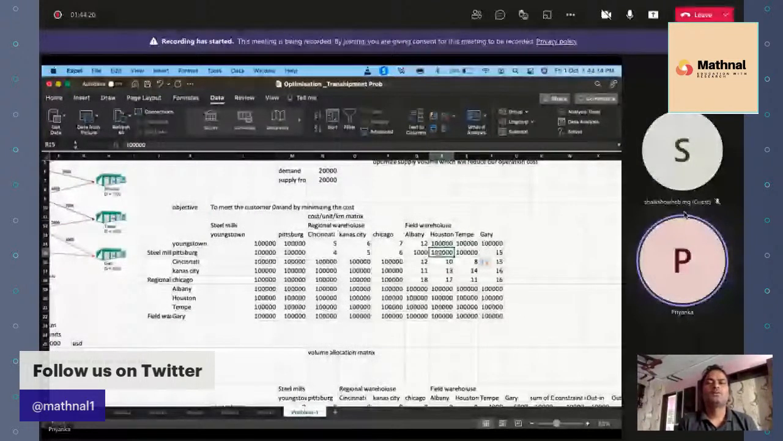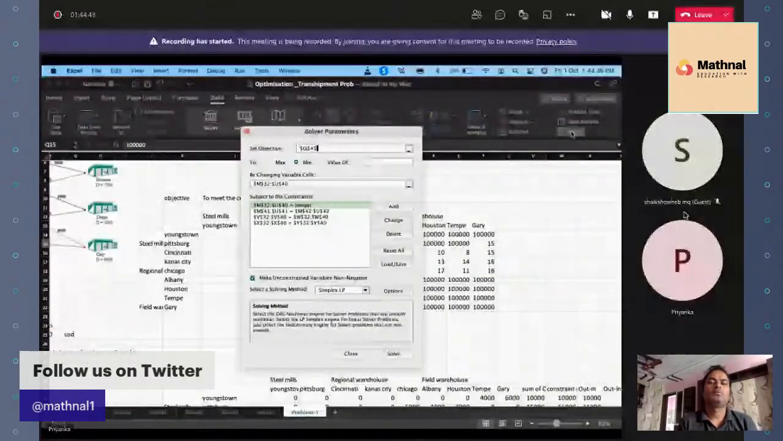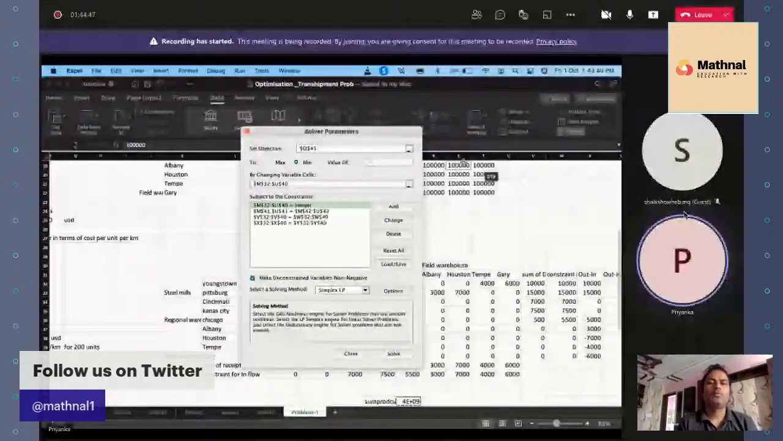Okay. Let's go to solve again and solve this problem again. Let's see how much we get. Because we should not go to Tempe. Tempe should not be the solution. Gary is not the solution. We have to go to Cincinnati, Kansas, and Chicago. Okay. So let's go to solver and click on solve.